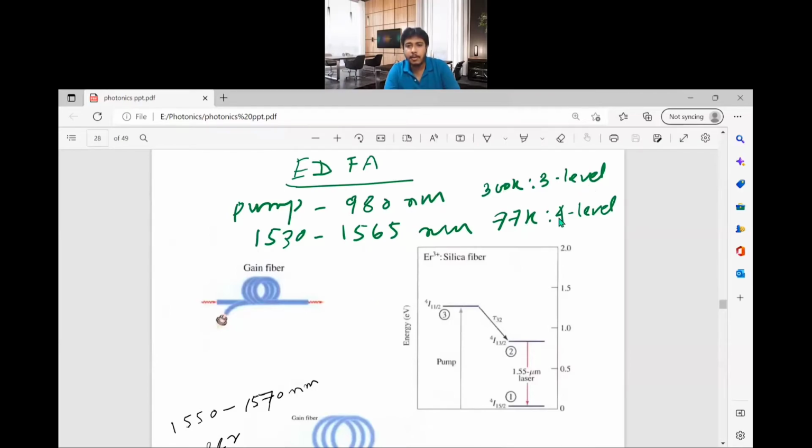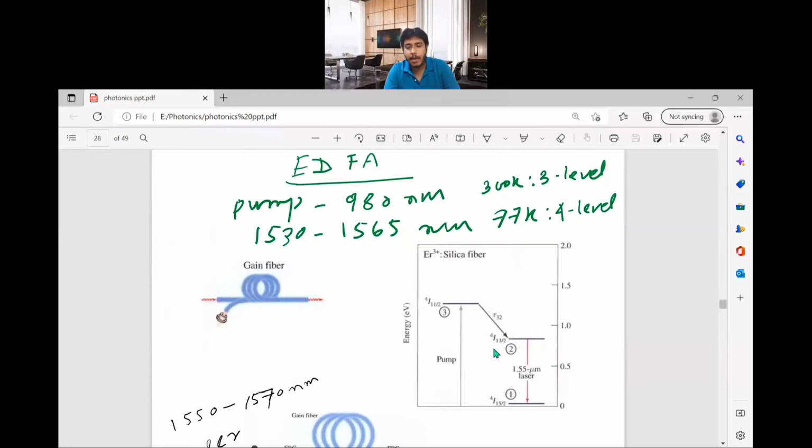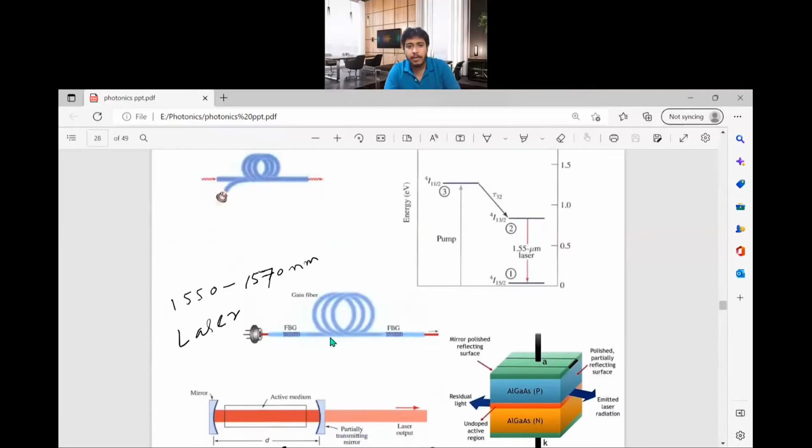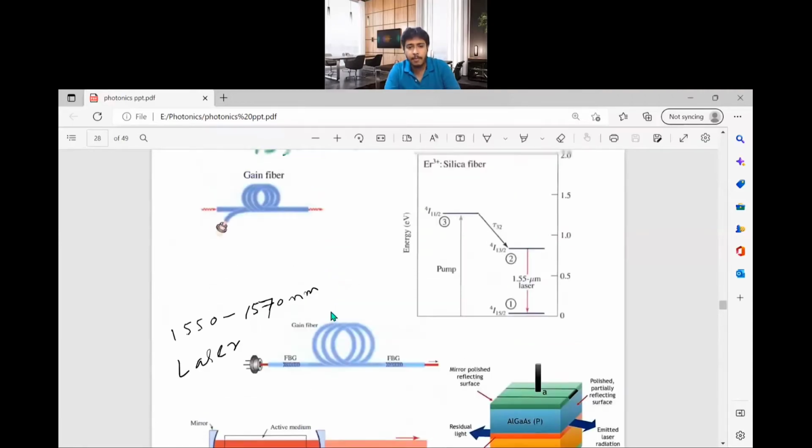At 300 Kelvin, it's a three level laser. At 777 Kelvin, it's a four level laser. Basically, you have the erbium ions here in level 2. If you supply the 980 nanometer pump, you have the erbium ions excited. Now, if you send incident light here, the erbium ions will jump from 2 to 1. It will generate the same amount of photon light as is incident here. So this incident light will be amplified by this erbium doped amplifier. This is the basic function of this erbium doped fiber amplifier. You can also make a laser from this erbium doped fiber amplifier.